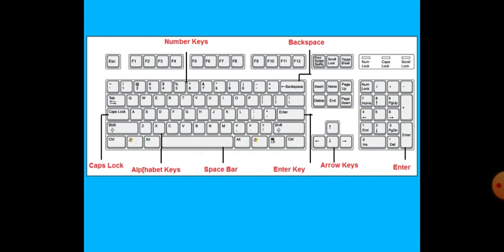See, this is the labelled diagram of a keyboard, children. You can see there is a caps lock key, and there are some alphabet keys marked with alphabets. This biggest key is the space bar, which has nothing written on it. This is the enter key. There are 2 enter keys, and these 4 are arrow keys. On the top, there are number keys marked with numbers, and there is a backspace key with backspace written on the key. So these are some important keys, and we have to understand them.